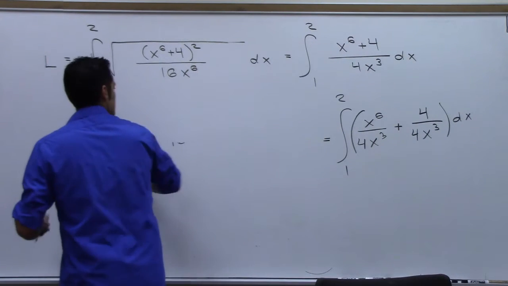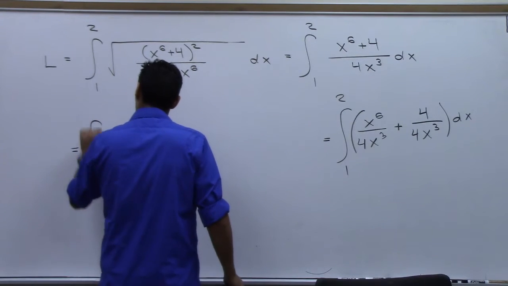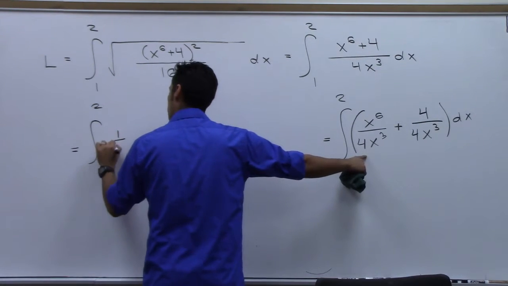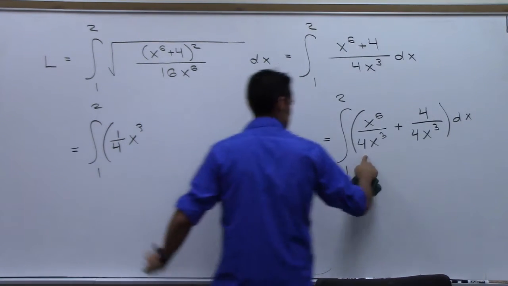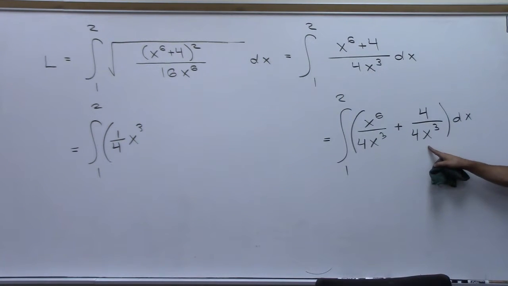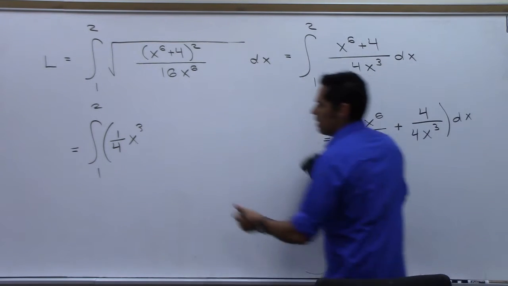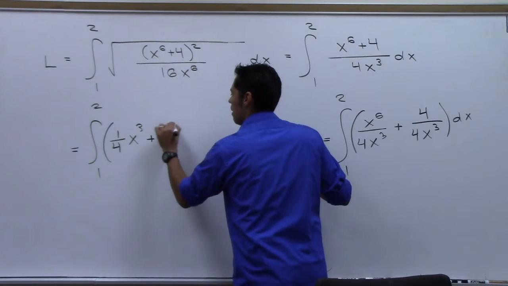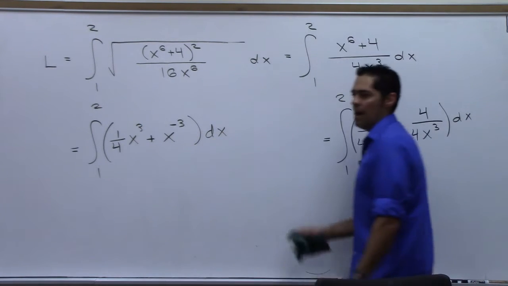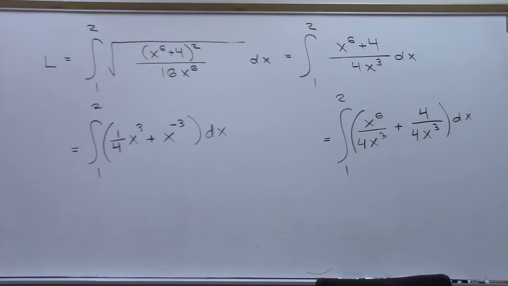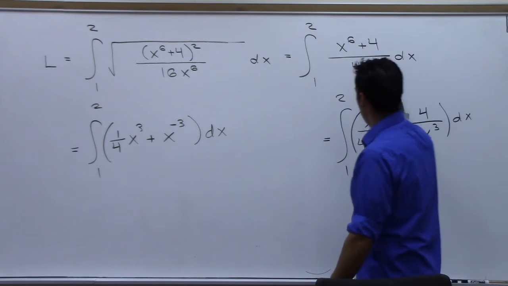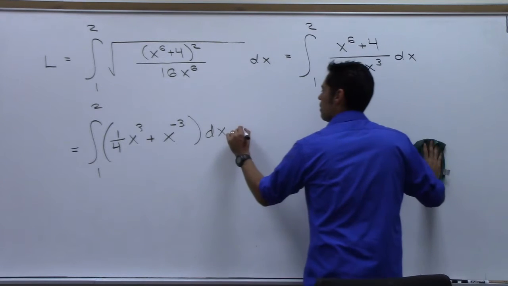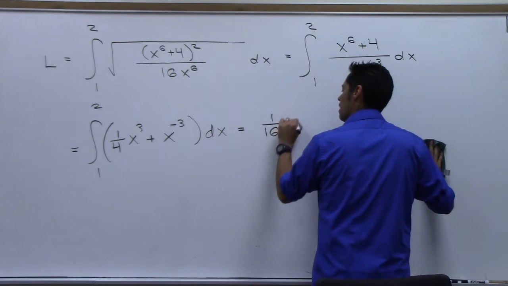That first one is, can I rewrite this first one as 1/4 x cubed? Yep. And this one I can rewrite as 1 over x cubed or x to the negative 3, however I want, right? I'm about to integrate it. That's why I'm going to leave it as that. And now, just power rule. So we get 1/16 x to the 4th.